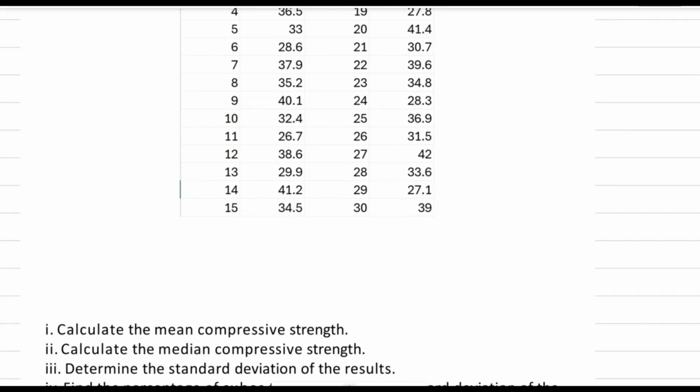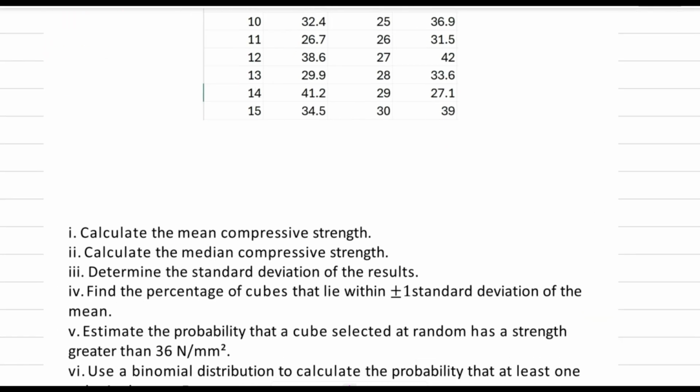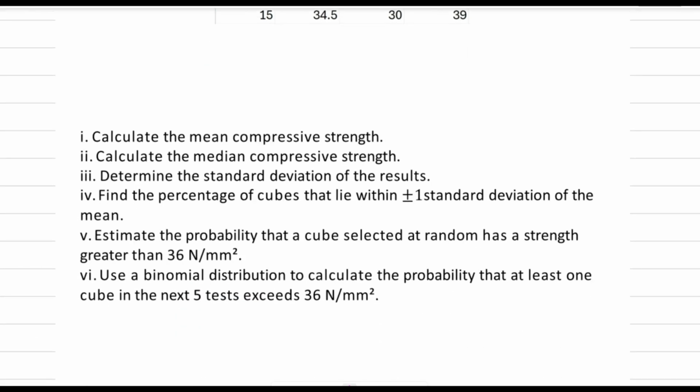And what's the question asked? Calculate the mean compressive strength, calculate the median, determine the standard deviation, find the percentage of cubes that lie within plus or minus 1 standard deviation of the mean, and then estimate the probability that a cube selected at random has strength greater than 36 megapascal, and then use binomial distribution to calculate the probability that at least one cube exceeds this in the next 5 tests here.